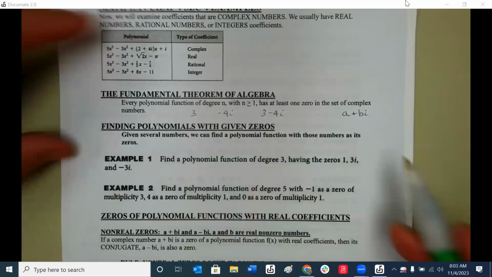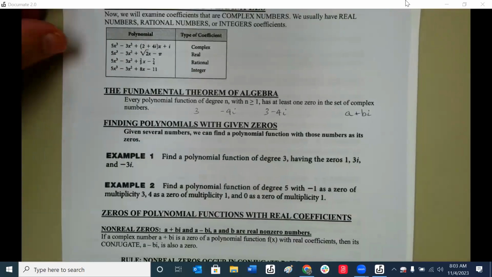So we're given several numbers. We'll start backwards. If I give you the answers, can you tell me the question it came from? That's what this first part is talking about.